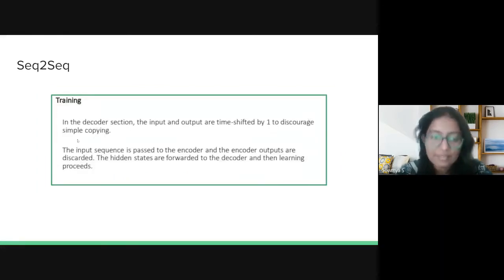So to summarize, the input sequence is passed to the encoder and the encoder outputs are discarded. Now the hidden states are forwarded to the decoder and then learning proceeds. Training is pretty straightforward because you have both the encoder input and the decoder input. For example, if I'm translating, I have pairs of sentences from the input and the output. So I have pairs of sentences in, say, English and then Tamil. So I have two parallel corpora which state how it's going to be translated.